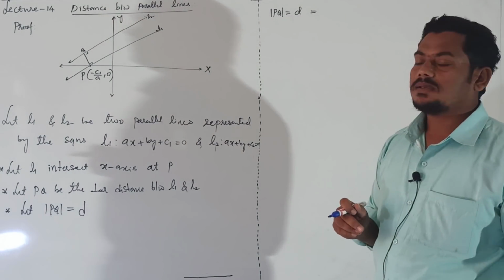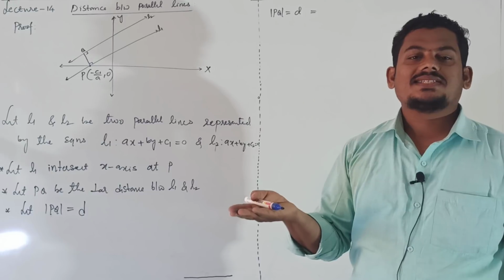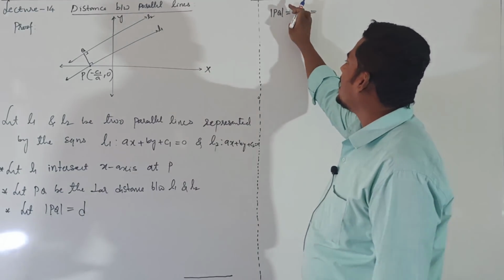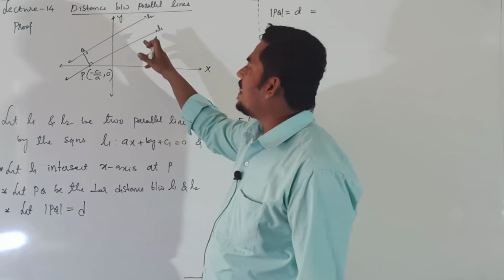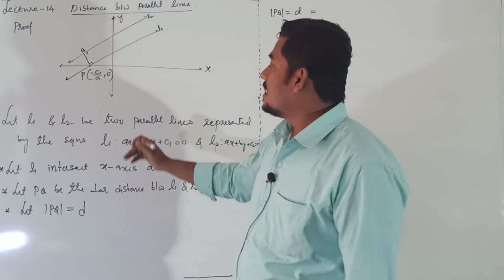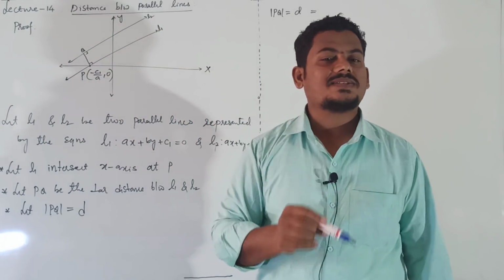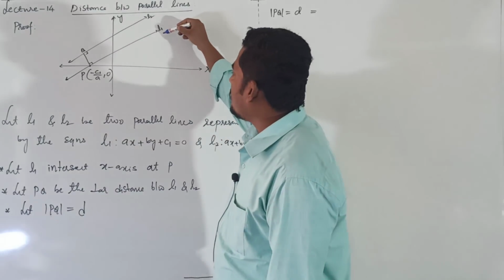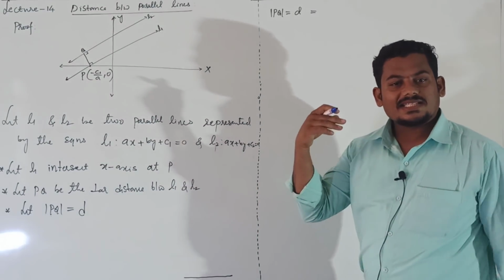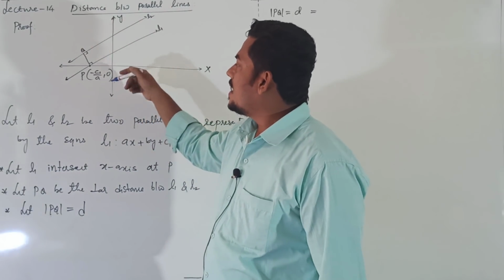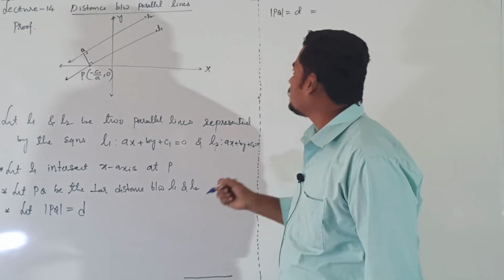Or else you can read it as modulus of PQ. Modulus of the vector is the same as the length of the vector, right? Or the length of the line is the same as the modulus of the line, right? D is equal to, already you know the distance between a point and a line. Distance between L2 and this point is nothing but the distance between L1 and L2, right? From this figure we conclude the distance between two parallel lines is nothing but the distance of point P from line 2.